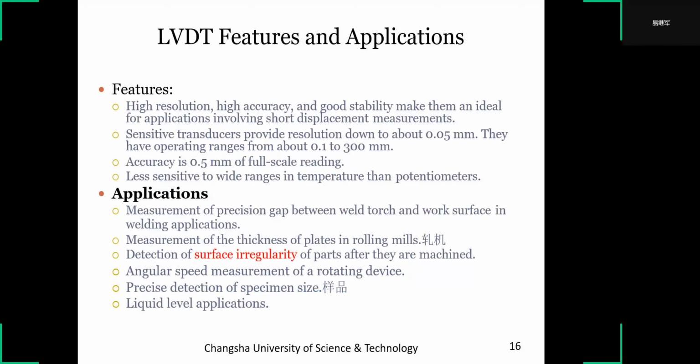LVDT features and applications: high resolution, high accuracy, and good stability. These are the features of the LVDT.